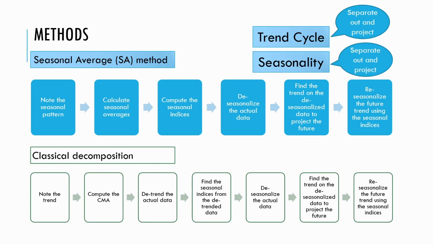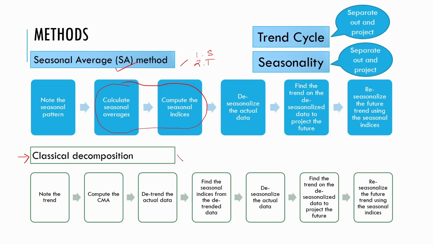In that video, we mentioned that there are two methods of implementing time series decomposition. Out of that, one method we already discussed, the seasonal average method. In today's video, we are going to discuss the second method, which is the classical decomposition. I want to repeat that in the seasonal average method, we separate out the seasonal index first and then the trend.